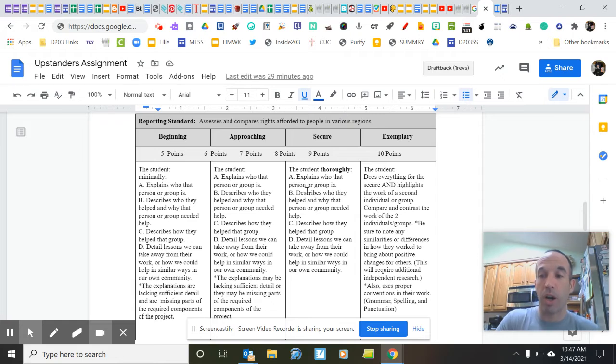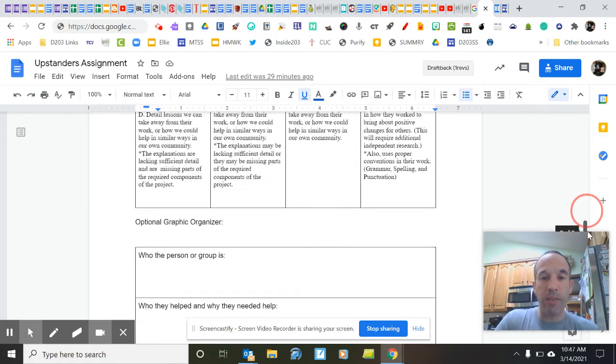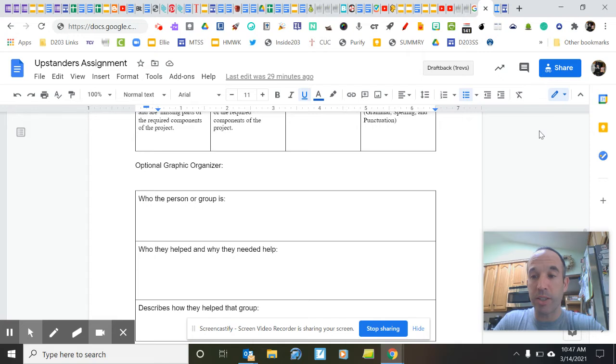All right. And finally, this is an optional graphic organizer. This graphic organizer again, is not a presentation tool. So when you turn this in, you should not be turning in the graphic organizer. But this is a spot for you to A, take any notes that you need, and B, to make sure that you have each of the required components.